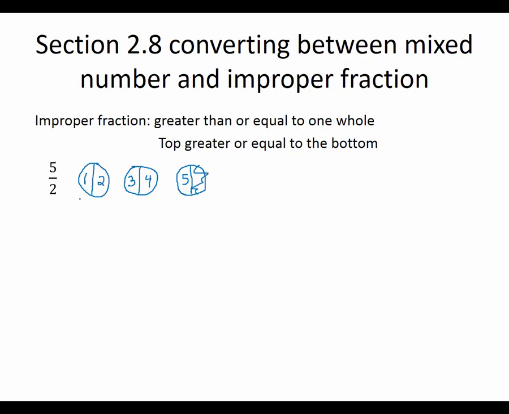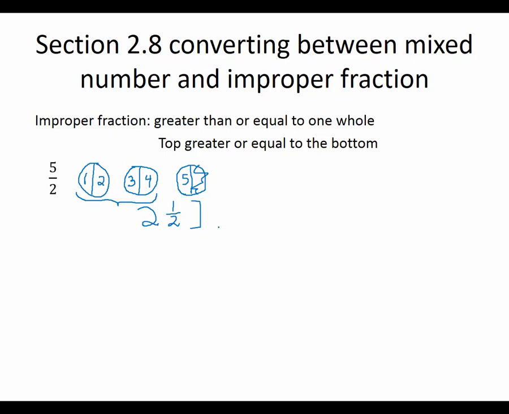So let's take a look at this. You can think about this as 5 halves of a pizza, but you'll also notice that you have 2 whole pizzas right here. So oftentimes, instead of saying 5 halves, you'll talk about this as 2 and 1 half left over, right? That 5th half is the remaining part. This format right here is what's called a mixed number.